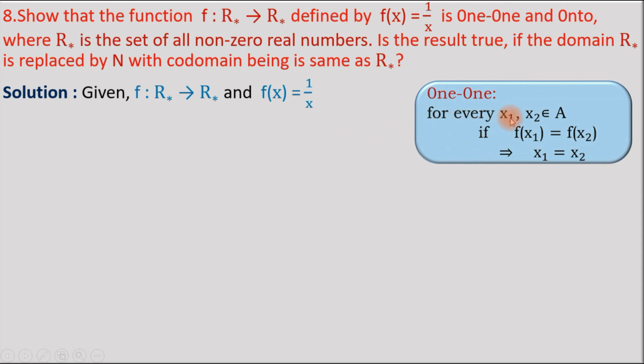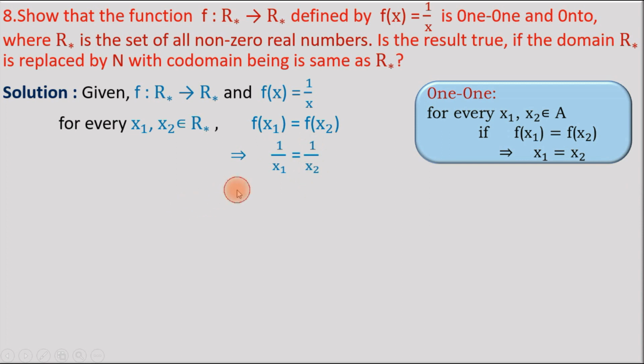For every x1, x2 belongs to domain. Here, for every x1, x2 belongs to domain R star, f of x1 equals f of x2. Since f of x is 1 by x, this implies 1 by x1 equals 1 by x2. Take reciprocal on both sides, so this becomes x1 equals x2. Hence the condition of a 1-1 function, f of x1 equals f of x2 implies x1 equals x2. This function is 1-1.